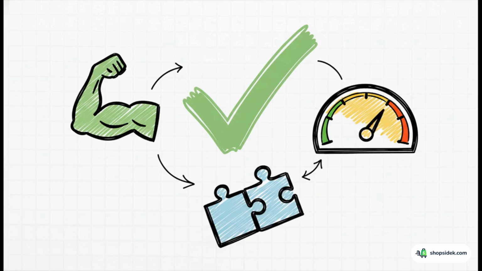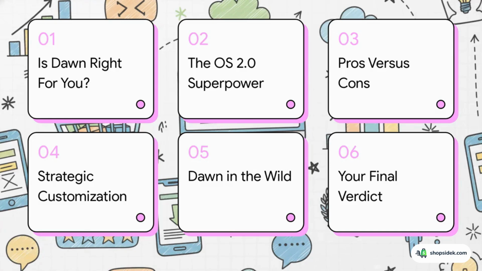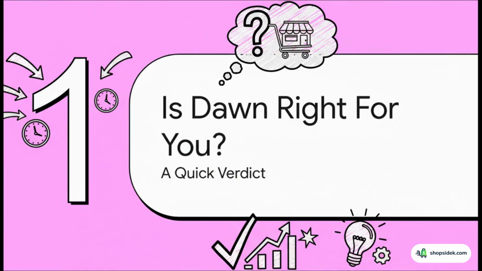The Dawn theme isn't just some basic, free option. It's a genuinely powerful, flexible, and super fast foundation to build your store on. So here's how we're going to break it all down. First, we'll figure out if Dawn is the right fit for you. Then we'll unpack its secret weapon, something called OS 2.0. We'll weigh the pros and cons, I'll give you some killer customization tips, we'll check out some real stores using it, and then we'll land on a final verdict. All right, let's just get right to it.